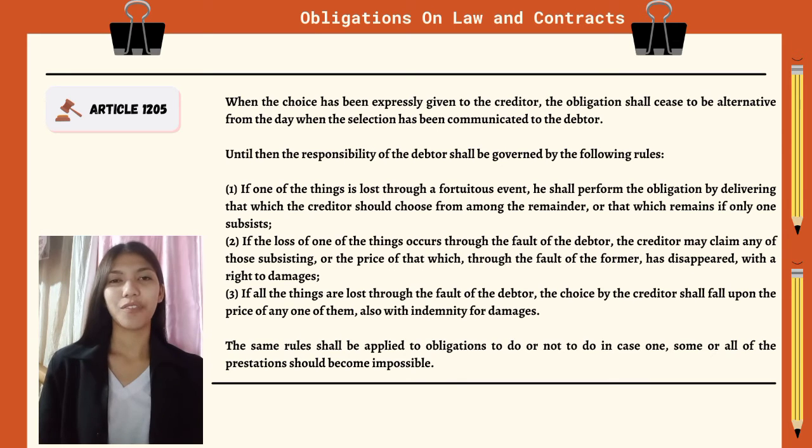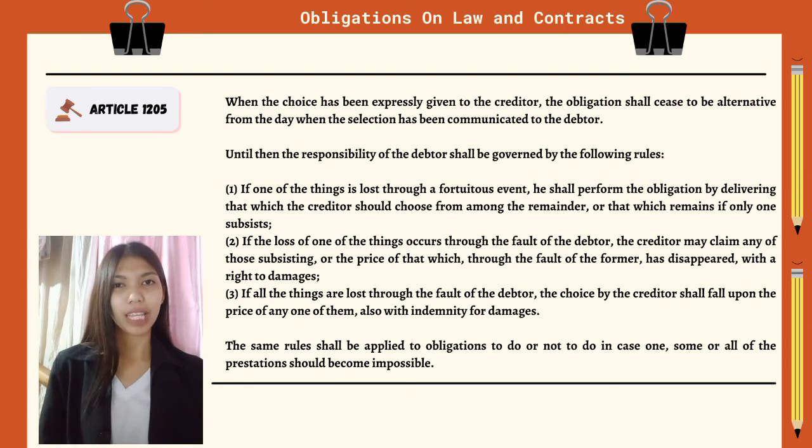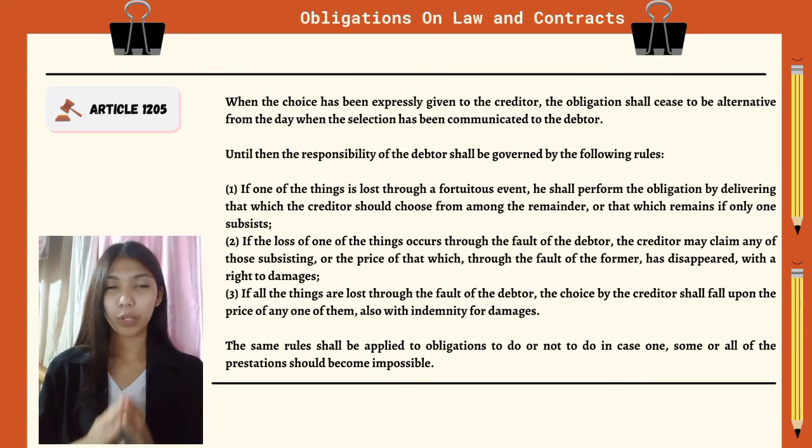Article 1205 provides that when the choice has been expressly given to the creditor, the obligation shall cease to be an alternative from the day when the selection has been communicated to the debtor. Until then, the responsibility of the debtor shall be governed by the following rules. 1. If one of the things is lost through a fortuitous event, he shall perform the obligation by delivering that which the creditor should choose from among the remainder, or that which remains if only one subsists.